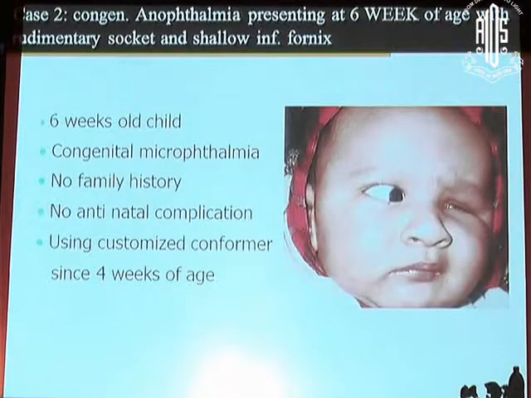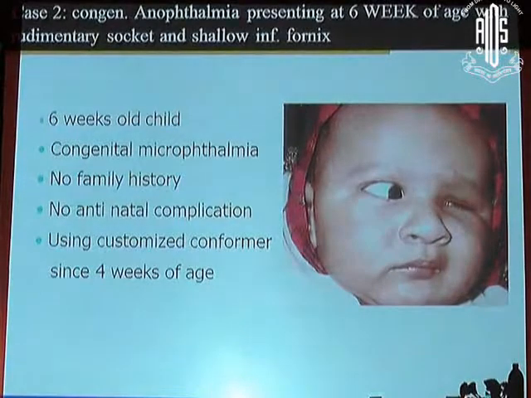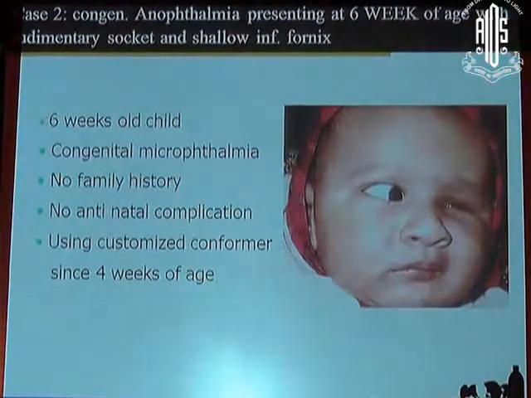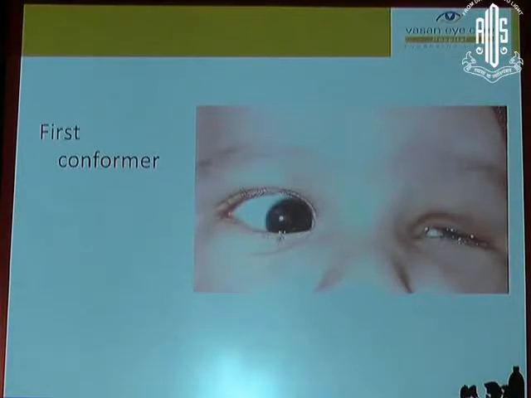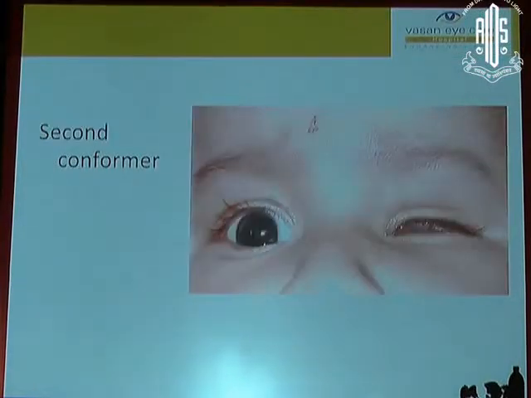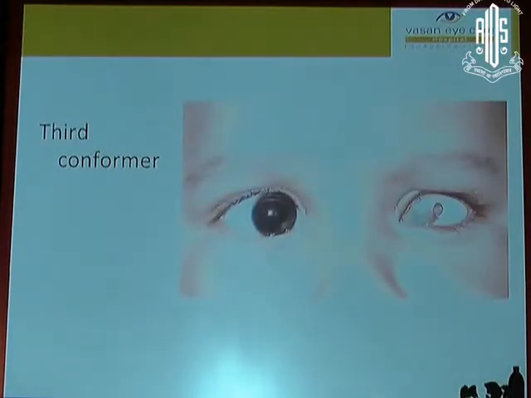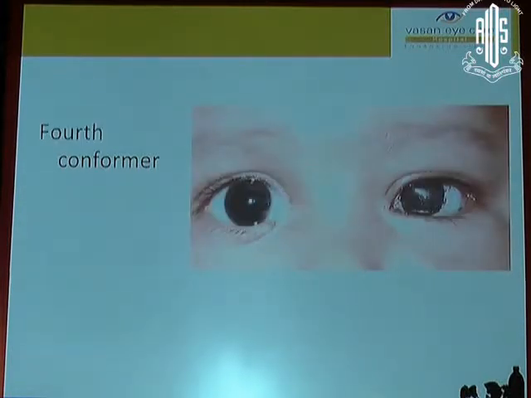The second is, we were fortunate enough to get this child early. In fact, when he came to us at 6 weeks of age, he was already using a customized conformer from Shankar Netralaya. This is one of the earliest children that we started treating with a customized conformer. So this is the first conformer that he came with. 4 weeks later, we enlarged this conformer. Again 4 weeks later, third enlargement. This is the 4th conformer.